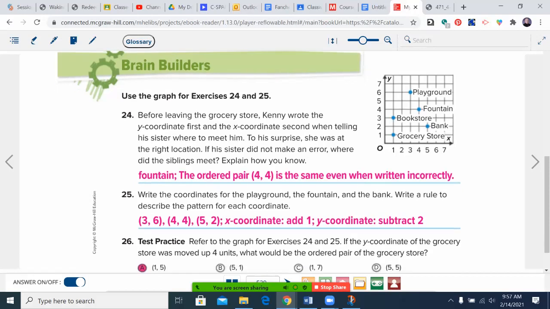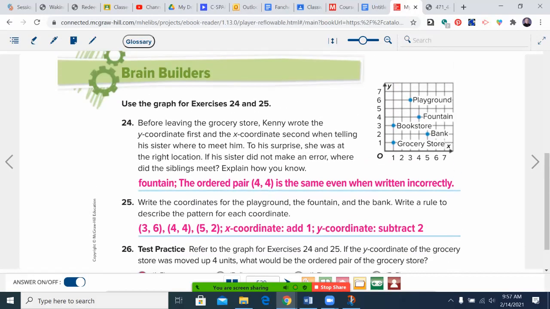Write the coordinates for the playground, the fountain, and the bank. Write a rule to describe the pattern. You have 3, 6, 4, 4, and 5, 2. So as we were doing it on the x coordinate, we added 1. On the y coordinate, we subtracted 2. So you can see 3, 4, 5, 6, 4, 2.